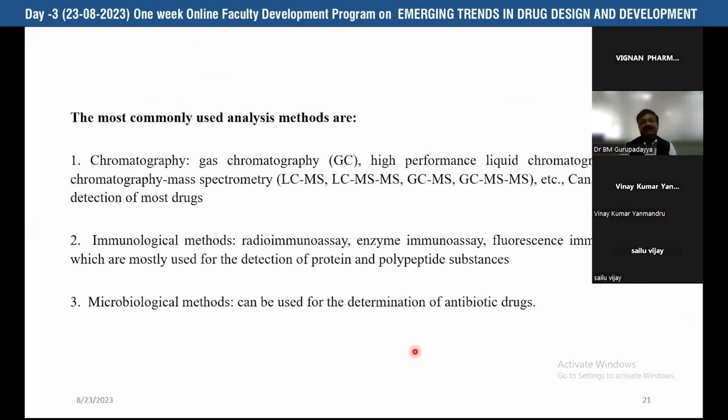Coming here, we already discussed the best analytical instruments which can be taken for the quantification here. Either we can take LCMS or GCMS, or some immunological methods like radioimmunoassays, enzyme immunoassays, fluorescence immunoassays, and microbiological assay methods, when your samples are in the antibiotics class of drugs. So it is very clear that there is no one specific method or instrument which is helpful for the quantification of the drug.